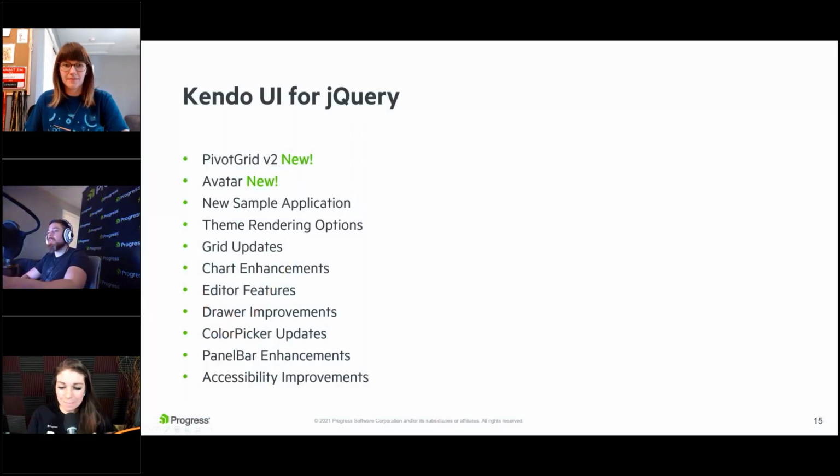If you saw my first initial screen when we covered absolutely everything, there's a lot of new things happening here. One of the biggest things is, of course, the new pivot grid, so pivot grid v2, and then we have the new avatar component, so that's what we have in terms of new components. But then we have so many updates to existing components, right? We have a new sample application, we have the theme rendering options that we've been talking about, grid updates, chart enhancements, the editor got some improvements, drawer, the ColorPicker, PanelBar, and also accessibility. So there's a lot to jump into here with the jQuery components.